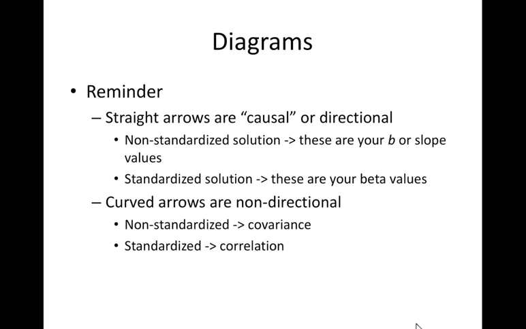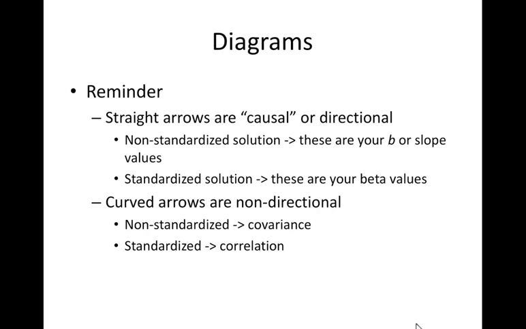And just a reminder about what all of the arrows mean, because we're actually going to make a picture. The straight, single-headed arrows are causal. They predict a direction. So in a non-standardized solution, those are our B values, or our slope. So this is like a regression coefficient. In our standardized solution, these are your beta values. So that's a standardized Z-score of the solution.